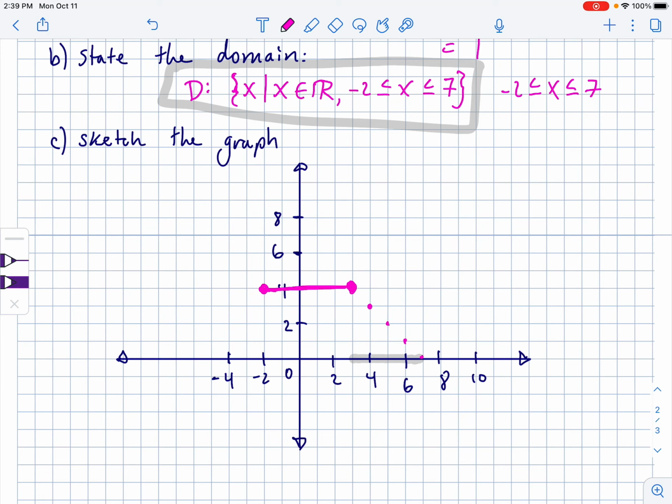So I'm actually going to delete those marks because it will start right here, and then go down 1 over 1, down 1 over 1, down 1 over 1, down 1 over 1. So it looks like this. That is a sketch of the function.